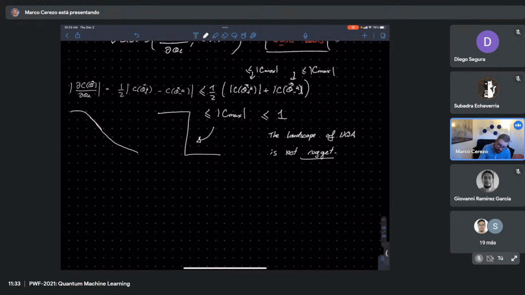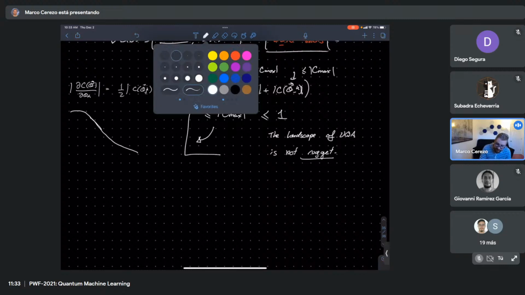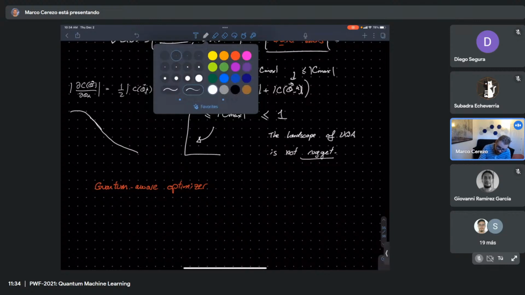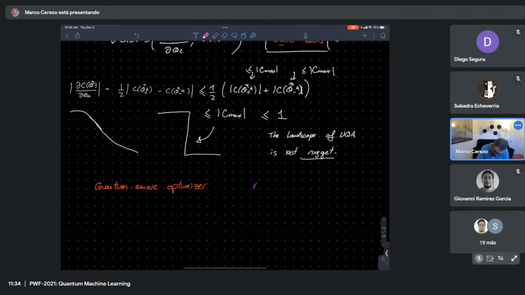So there's a whole other field, which again, I'm not going to get into, but I want to mention it, of quantum-aware optimizers, which are optimizers that are specifically designed to optimize variational algorithms and quantum machine learning models. So I can give you here 2 references that you can go check, and from there you're going to discover a whole new world.